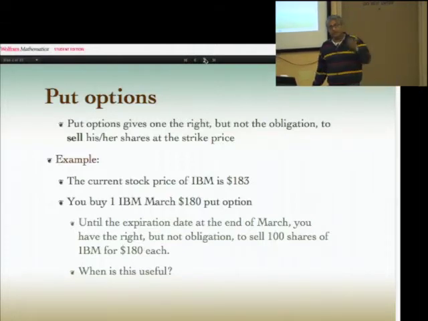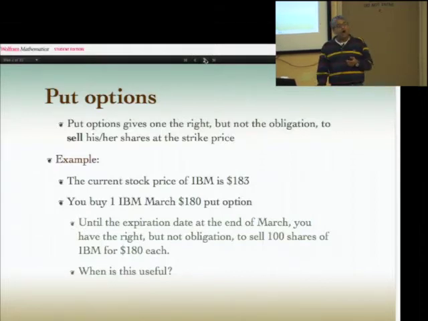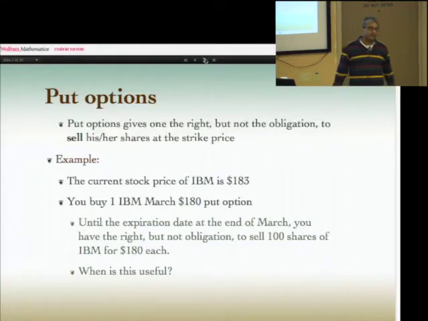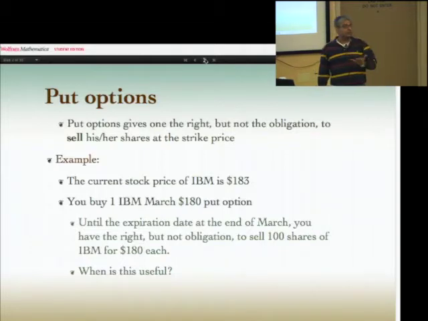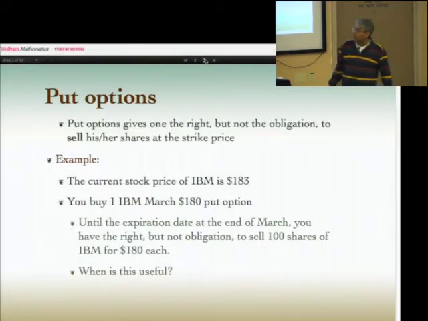That somehow you believe your research, your data, your information, whatever, has suggested that IBM stock should be trading below $180 within the next few weeks. It should drop below 180, which is why you bought this put option. Okay, so that's the thinking behind why you might want to buy a put option.